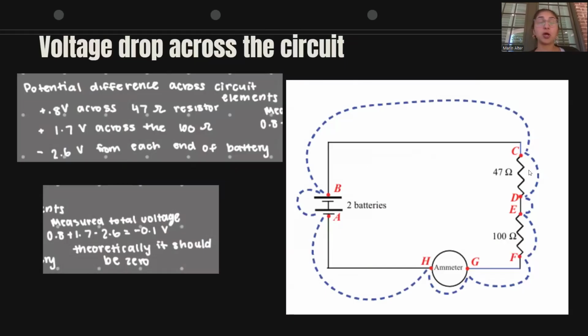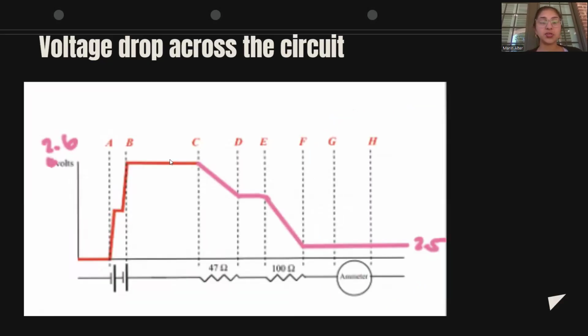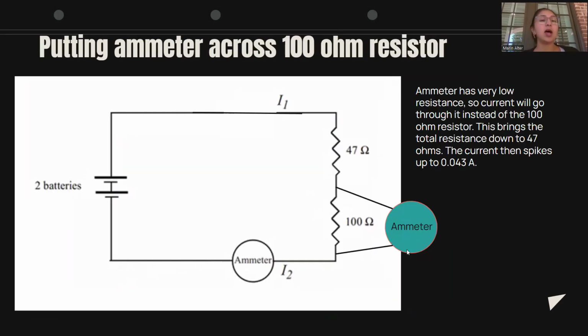And now we look at the voltage drop across the entire circuit. And so the potential difference across the circuit elements, we have 0.8 volts across here, 1.7 volts across here, and negative 2.6 volts from here to here, all the way around the circuit. And so we measure the total voltage to be negative 0.1 volts, and theoretically it should be 0, but this could just be rounding or experimental errors. And then we graphed it here, so you can see it goes up with the batteries and then comes down as each resistor goes.